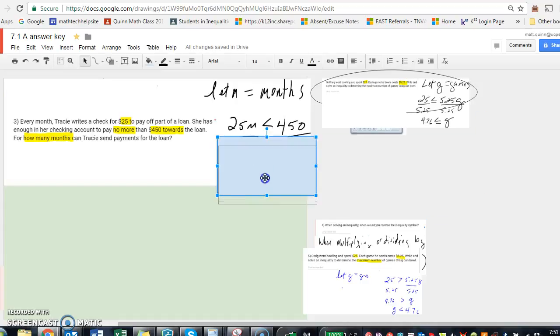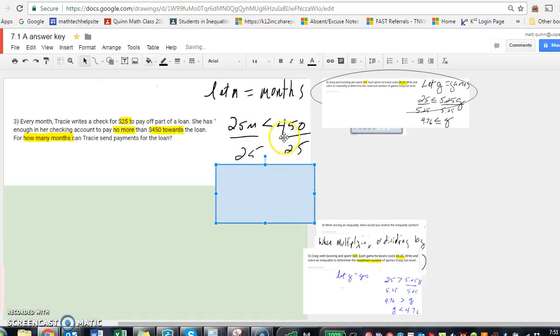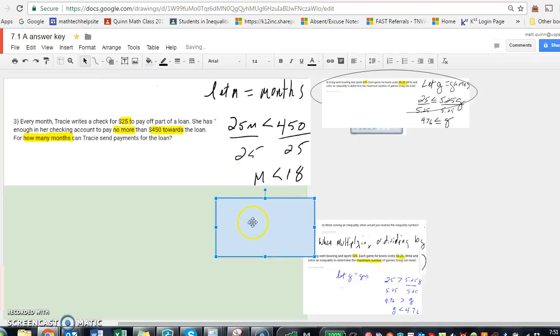As we go down, we isolate just like we do with equations, by getting 25 and dividing it into 450, which I believe drops us at 18. That's kind of confusing, because if they're going to say her checking account has no more, then you would assume there would be more money in the account. There might be a remainder or some kind of weird decimal, but who knows? It is what it is.